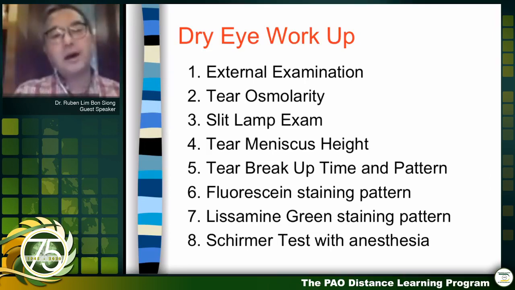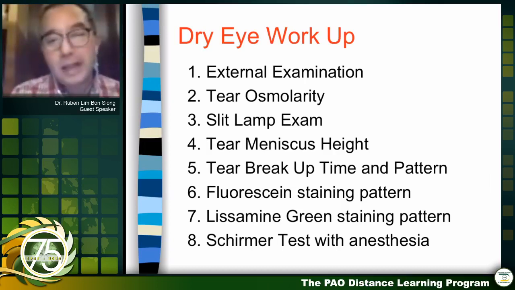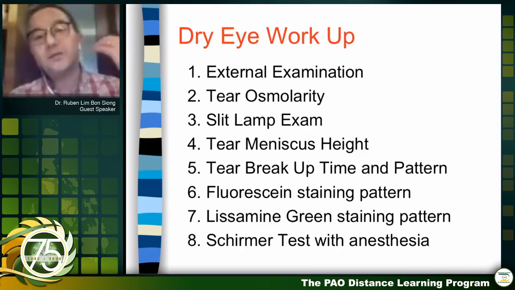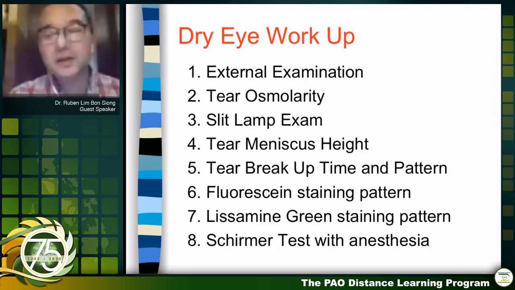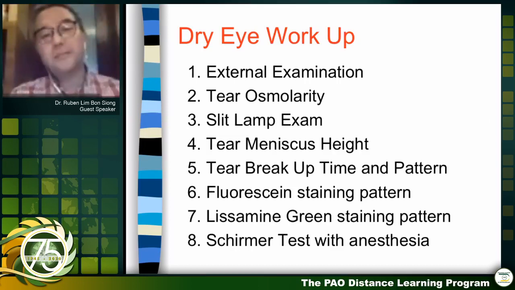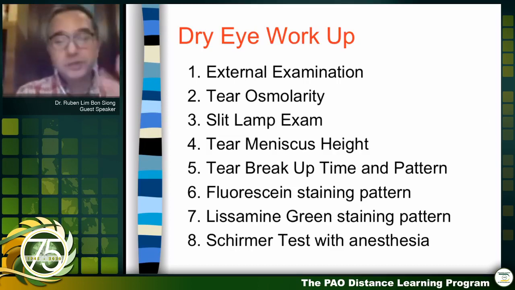If you think it's dry eye, you have to do the tear osmolarity even before the slit lamp, because if you touch the eye and cause tearing, or if you put something on the eye, the entire tear osmolarity test will not be valid anymore. So you do that quite early. Then you do your slit lamp exam gently, so that you don't press on the meibomian glands.